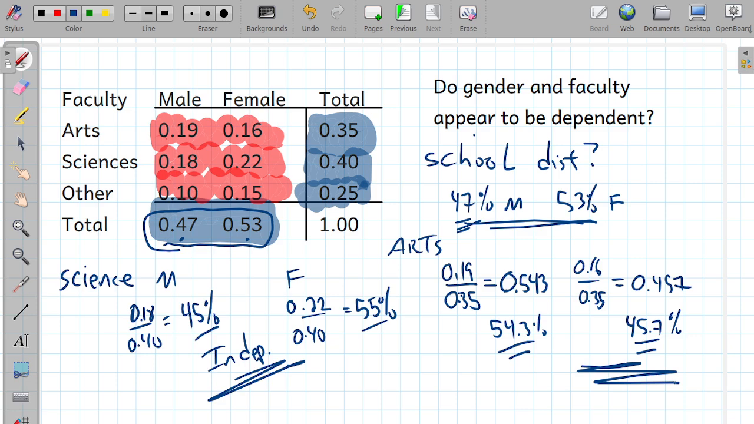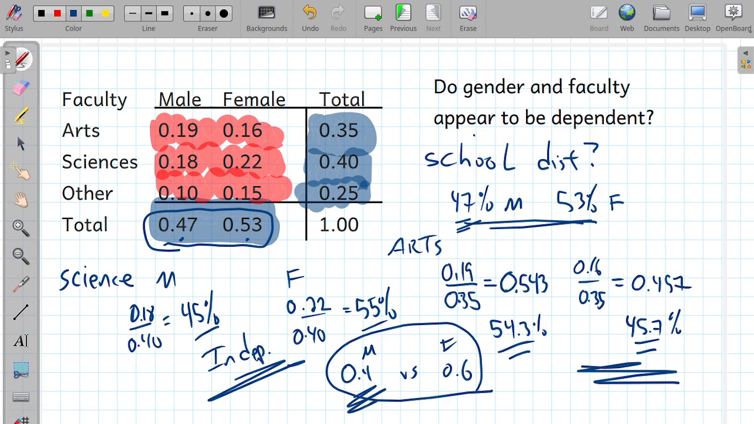Now, what about the last part? The 10 and the 15. Well, we already looked at that earlier. This is 0.4 versus 0.6 for males and females. And yeah, using my personal cutoff, this would also be dependent. But at least it matches the trend where in this school there are more female students than there are males, and we see the same trend in the faculties under the category other.